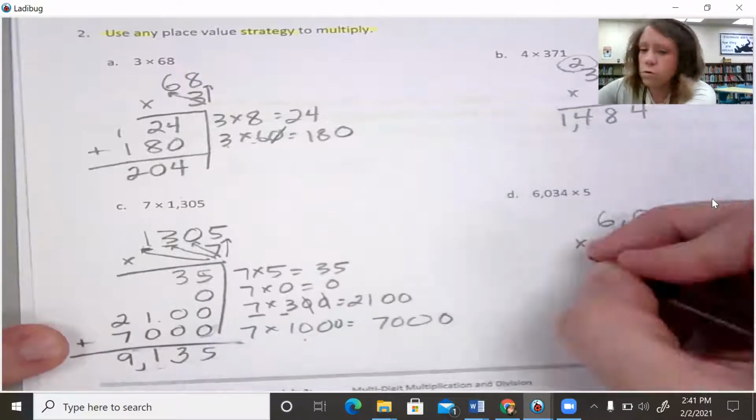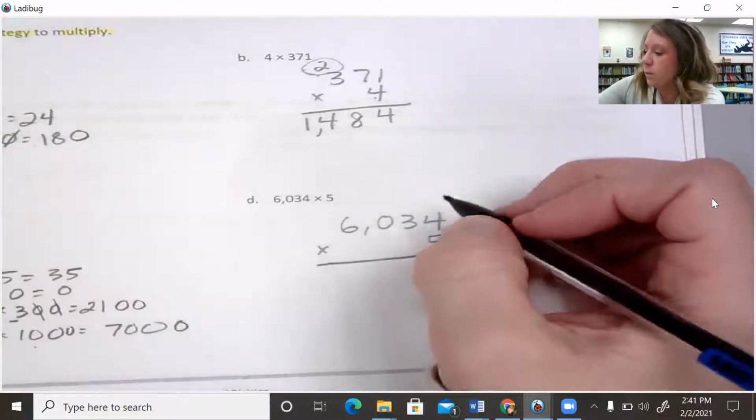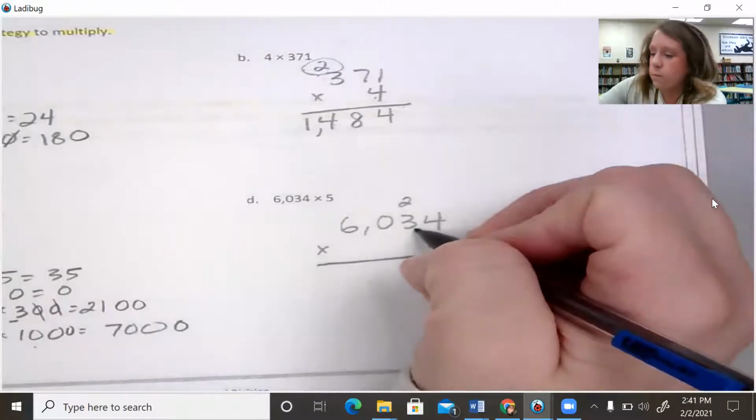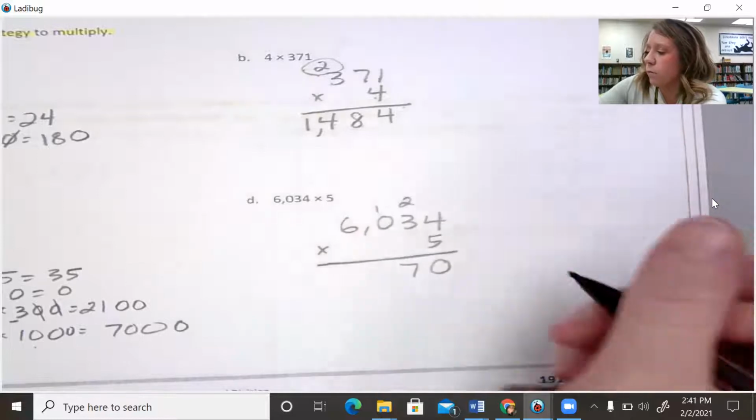6,034 times 5, and we'll use the traditional method here. 5 times 4 equals 20. Put down my 0, carry my 2. 5 times 3 equals 15, plus 2 equals 17. Put down my 7, carry the 1.